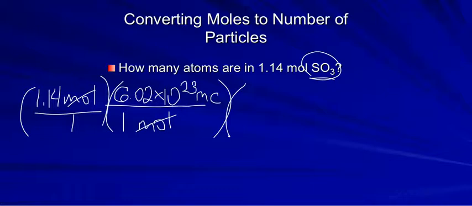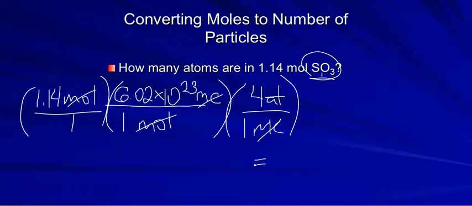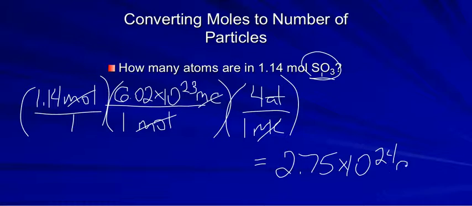Well, in SO3, there's 1 sulfur and 3 oxygen, so the total number of atoms is 4 atoms in 1 molecule of SO3. So I went from moles to the representative particle, which was molecules, and then there are 4 atoms in 1 molecule. So the total number of atoms, 2.75 times 10 to the 24th atoms.